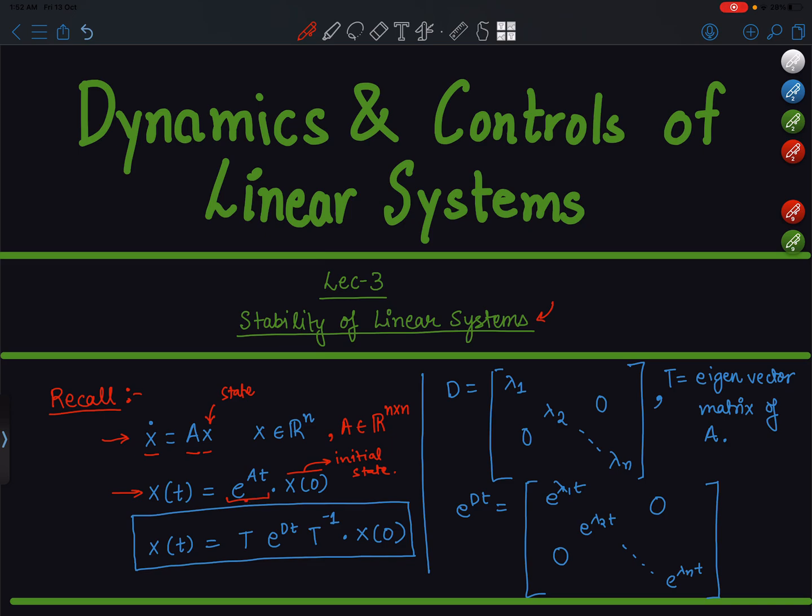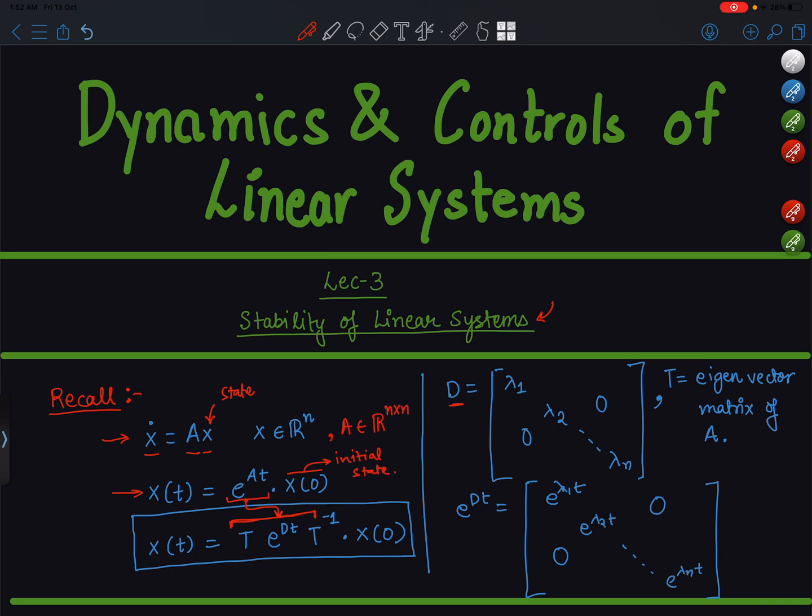Now e to the power At can be written in an easier or more intuitive form like this: T e to the power Dt T inverse into x naught, where D is the diagonal matrix in which the diagonals are the eigenvalues of matrix A, and T is the eigenvector matrix of the matrix A.